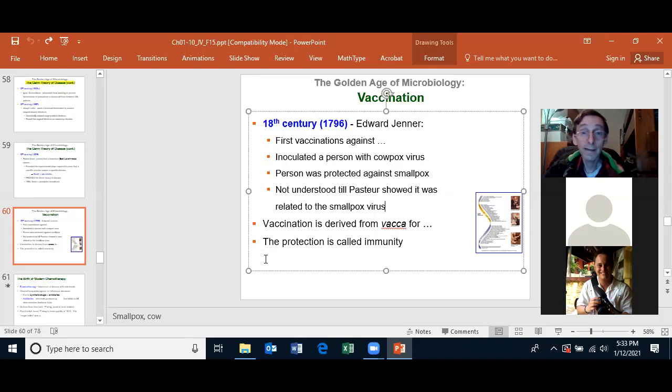All right. Vaccination is actually a term derived from the word vacca, which is Latin for cow. So vaccination comes from the concept that the first vaccine was from the cowpox virus, a virus that attacked cows, and people got it too, okay? The protection of a vaccine is called immunity, and we'll talk a little bit more about that later in the term. All right?